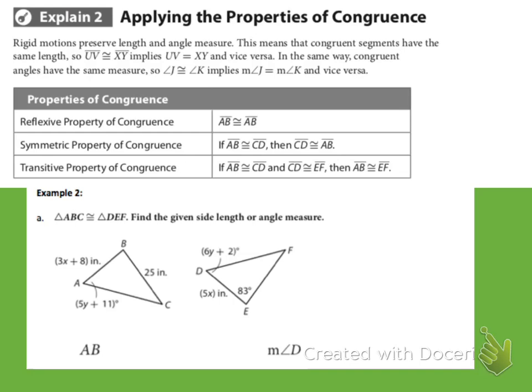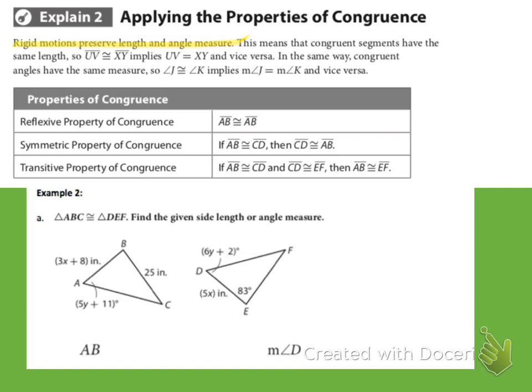So as we've been saying, rigid motions preserve length and angle measure. This means that congruent segments have the same length. So UV is congruent to XY implies that UV is equal to XY. In other words, segment UV being congruent to segment XY implies that the distance between U and V is the same as the distance between X and Y. Those really mean the same thing, they're just read differently. One is talking about the physical segments themselves being congruent, and the other is saying their lengths are the same.